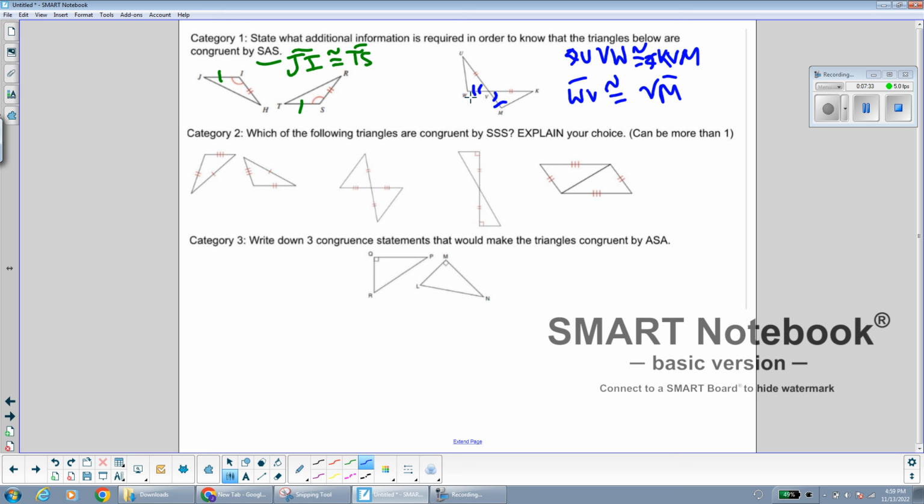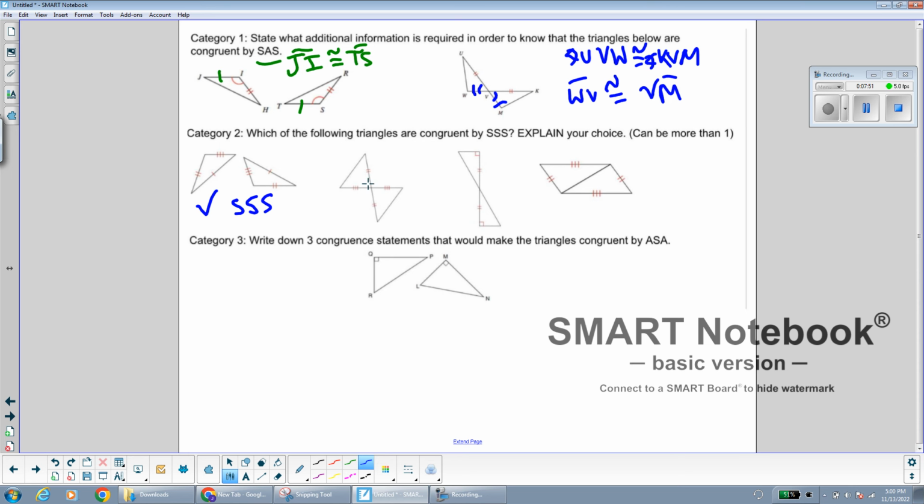Which of the following are congruent by SSS? Feel free to pause the video so that you can decide for yourself. This first pair of triangles is congruent by SSS. I'm going to put a check mark. Three pairs of congruent corresponding sides.